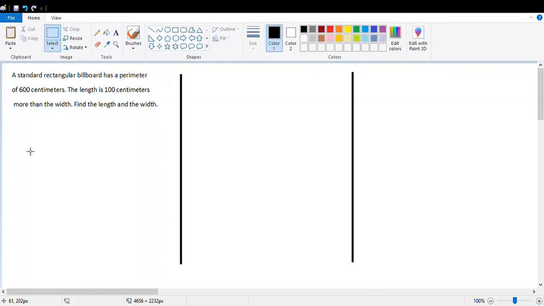Hi everyone. Now let's solve an applied word problem using a system of equations. Then I'm going to show you how we can solve this word problem using 5 steps.